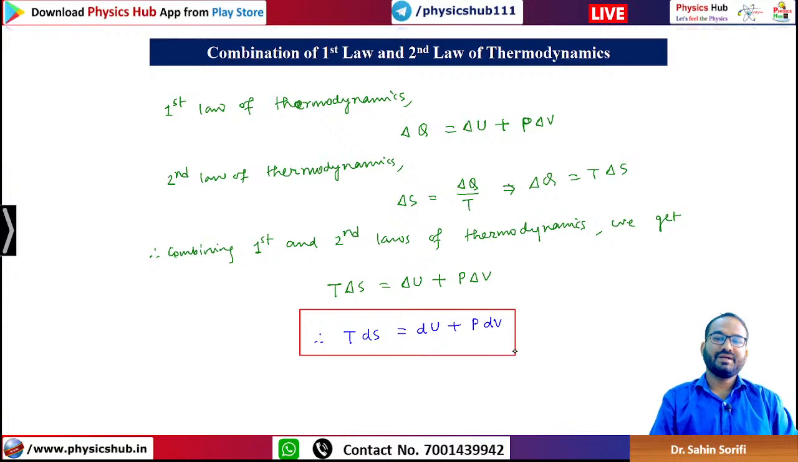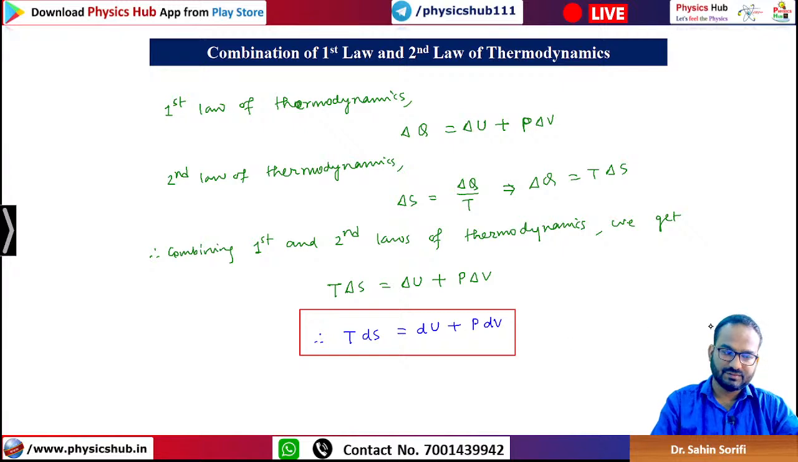So this is the combined form of the first and second laws of thermodynamics. Got it? Very simple. So this equation is very much useful. It will be used at different places. Let me give you one problem.